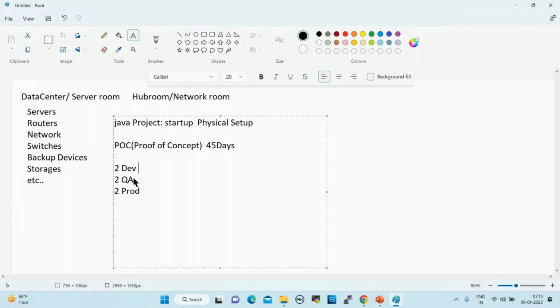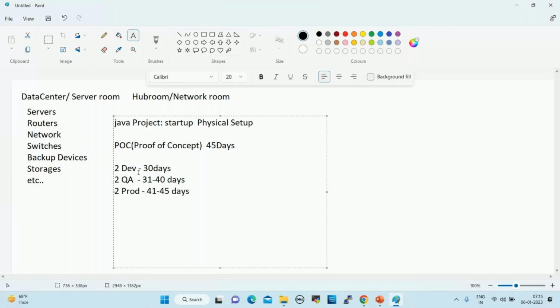For the development servers, for the first 30 days, developers will work on them. Once development is completed, from day 31 to day 40, testing will happen. After that, from day 41 to day 45, the application will be deployed onto production. This is the process we normally follow, right?